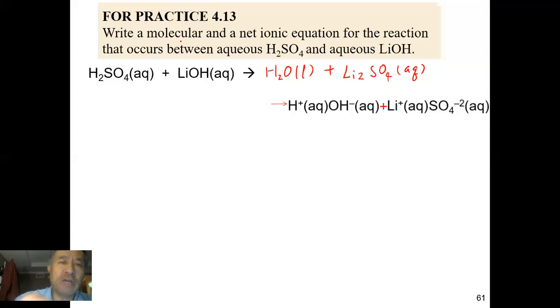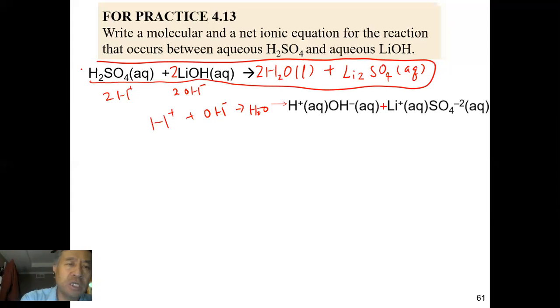Now you balance the equation. You have Li2 here, so you put a 2 here. If you put a 2 here, that means you have 2 H plus and 2 OH negative. 1 H plus reacting with 1 OH negative gives you 1 H2O, so now with 2 over 2, this will be 2H2O. Once you have that molecular equation, I will circle it. This is the balanced molecular equation.